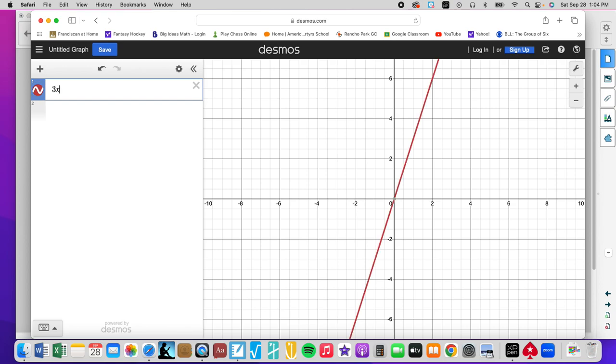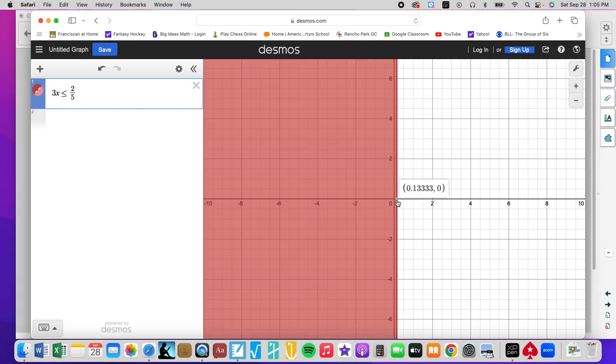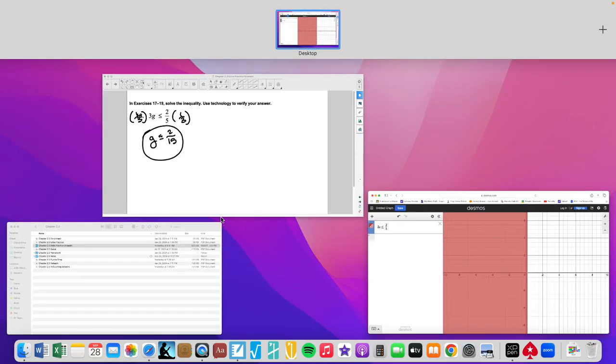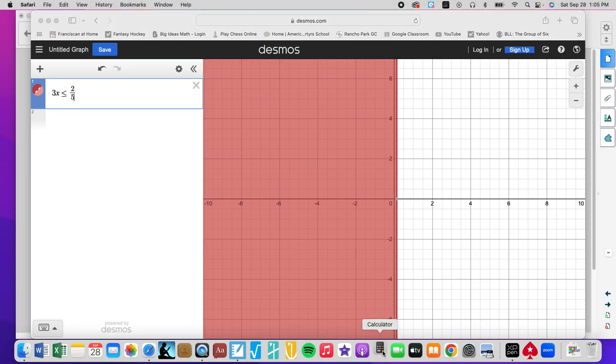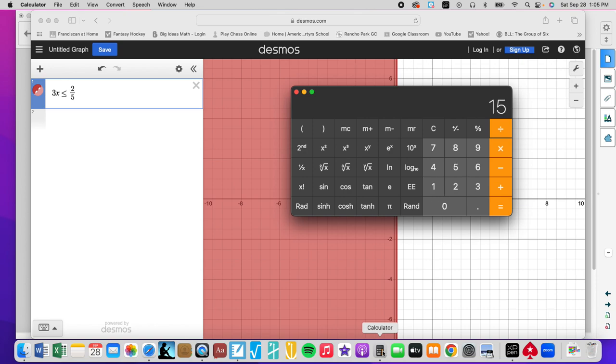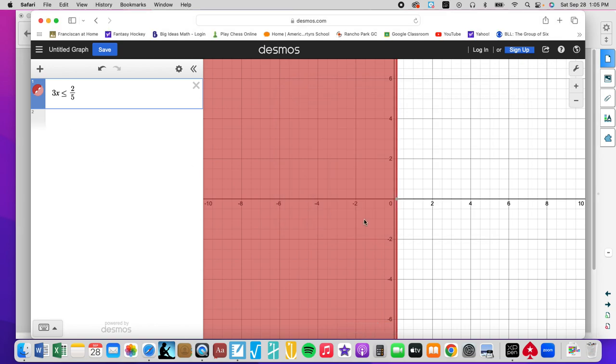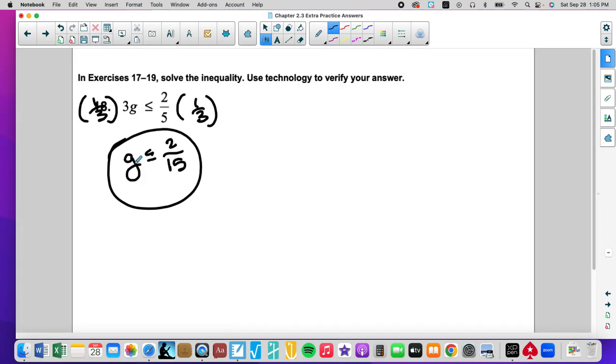3G, or we'll say 3x, is that less than or equal to 2/5. So let's look at that value. 0.13 repeating says that that's the answer, and we said 2/15. So on a calculator, also technology, 2 divided by 15 gives us 0.13 repeating. So are our values less than? Yeah, less than. Our solutions are less than that value. And I wouldn't write a decimal there. I would just leave it as a fraction.